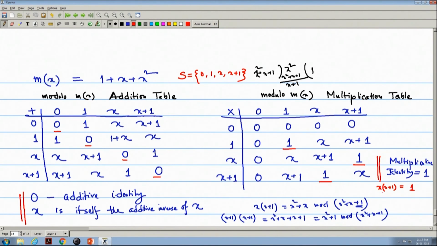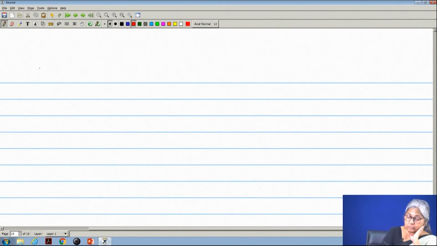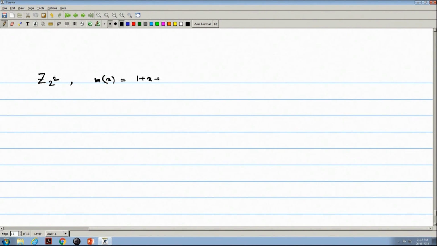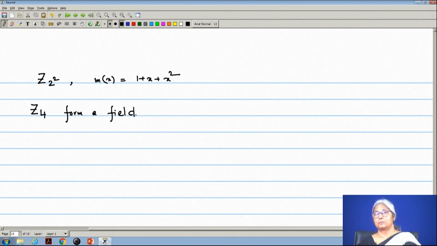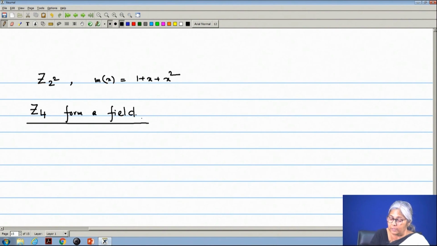So, I can conclude that we have taken Z_p to the power n, Z_2 square, and the irreducible polynomial m(x) we have taken is 1 plus x square. This is important because selection of a different irreducible polynomial will give different results. What we see is that Z_2 square means Z_4. See, 4 is not a prime, still Z_4 forms a field, when we have converted the operation, or computation, into modular polynomial arithmetic.